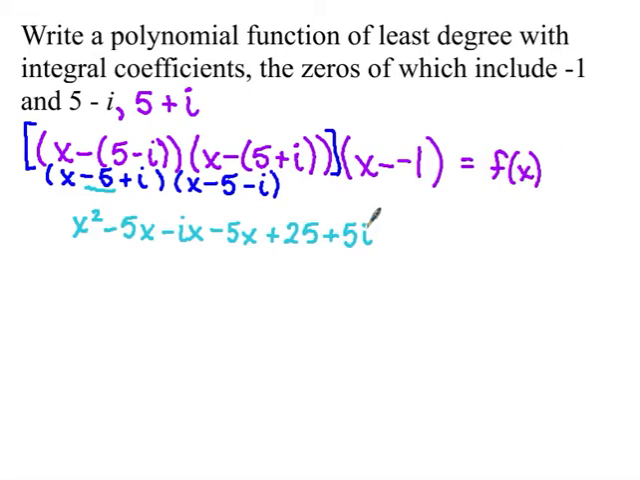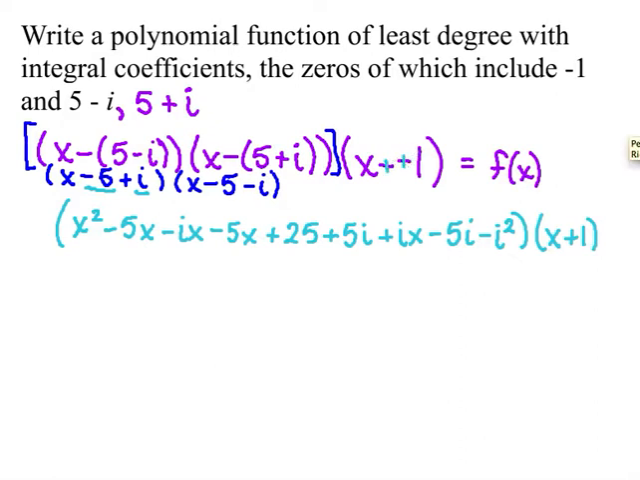Now I'm going to do the same thing with i. So i times x. i times negative 5. And then i times negative i. Negative i squared. So that is what those two multiply to be. Notice here I still have my x plus 1. If you're wondering where the plus came from, the two negatives make a positive.